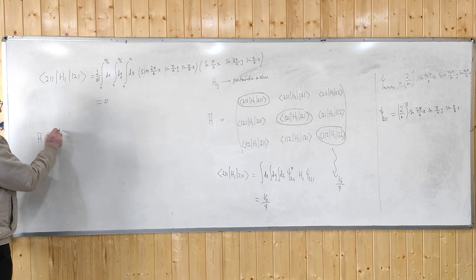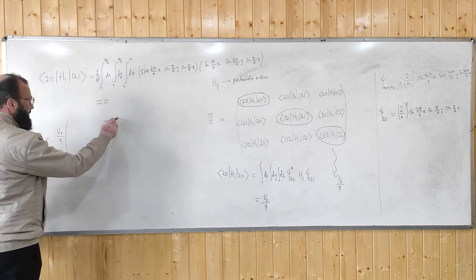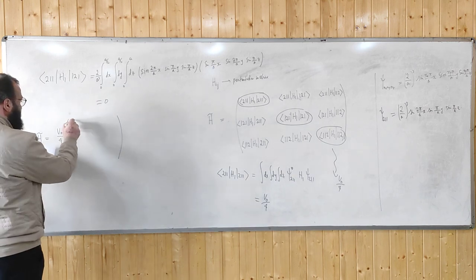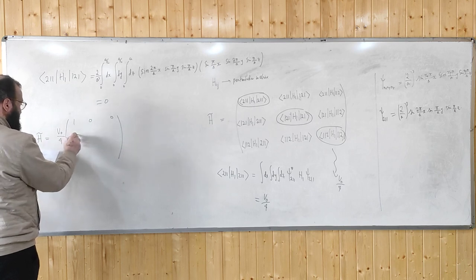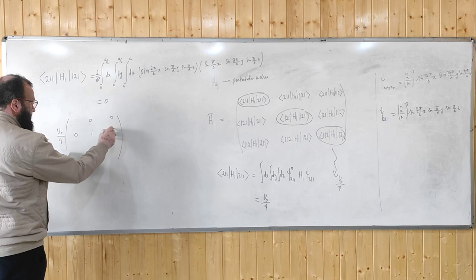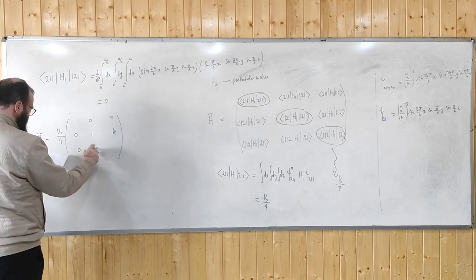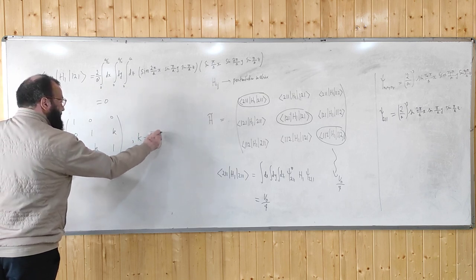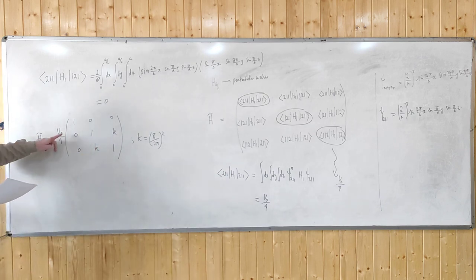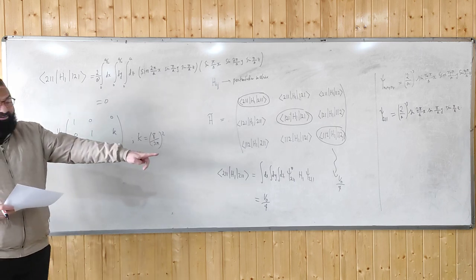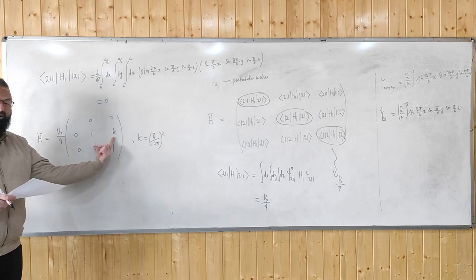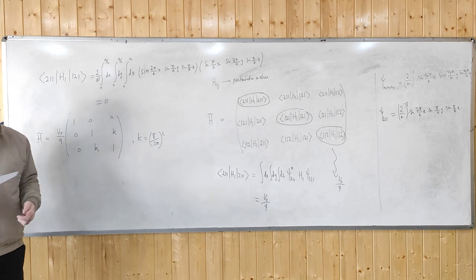So you write it like this, V0 by 4. Let me write this matrix. It is 1, 0, 0; 0, 1, k; 0, k, 1. And k is equal to 8 by 3 pi whole square. Once you calculate this k, the diagonal terms have the value V0 by 4, as I have told. So these terms are 0, and only these two off-diagonal terms are non-zero. Clear?